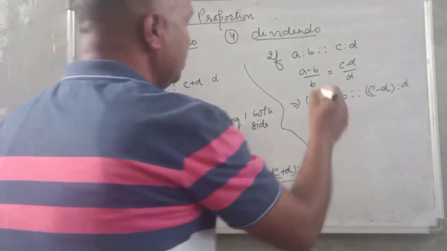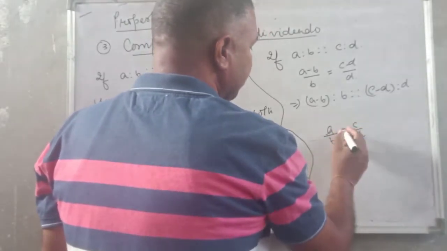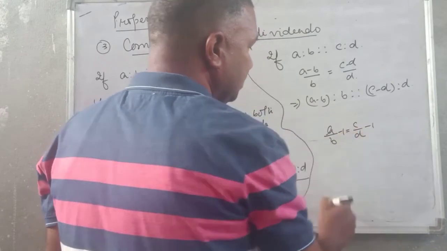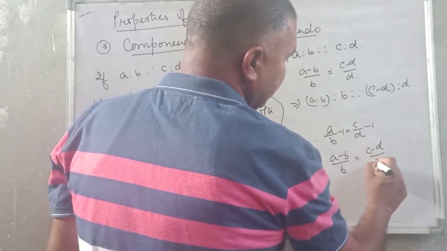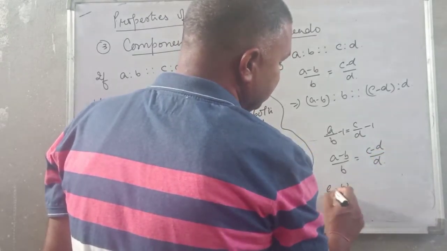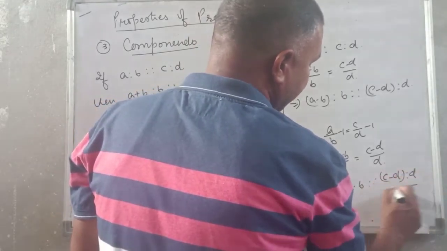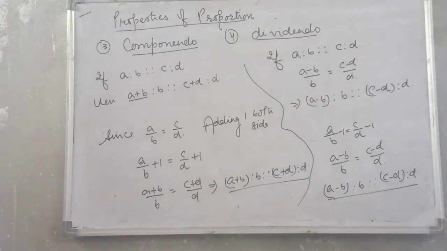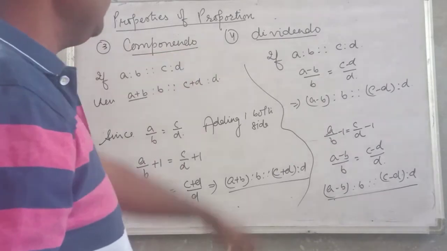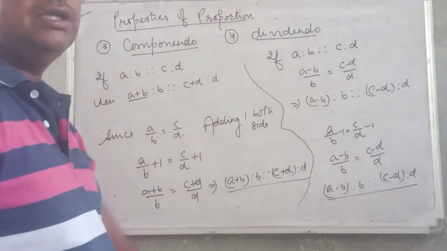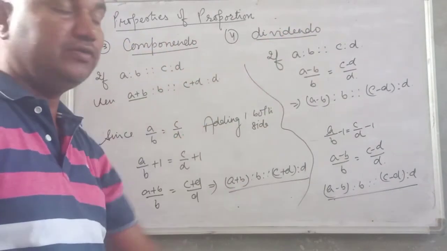And by dividendo, A by B is equal to C by D, subtracting 1 both sides, then A minus B by B is equal to C minus D by D. So A minus B is to B and C minus D is to D. If both the properties are taken together, then this property is a rule known as componendo and dividendo rule.